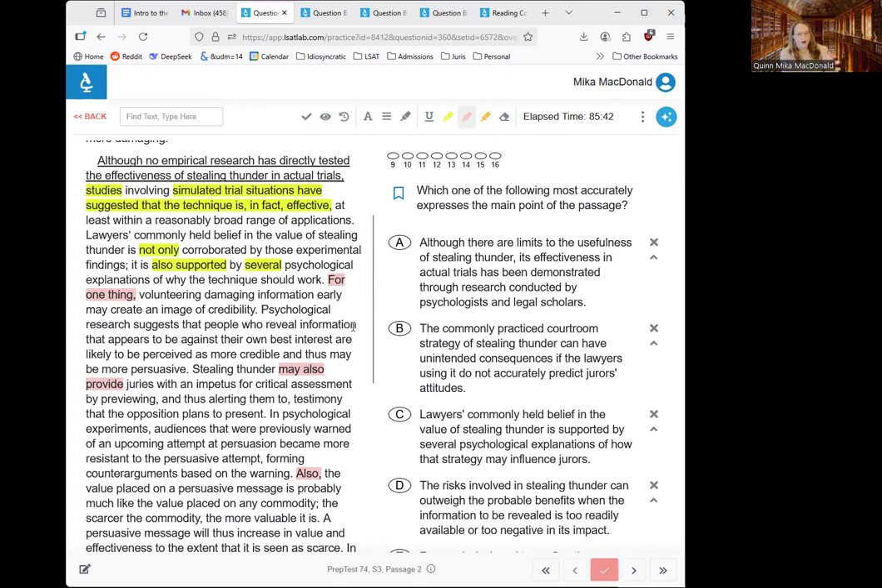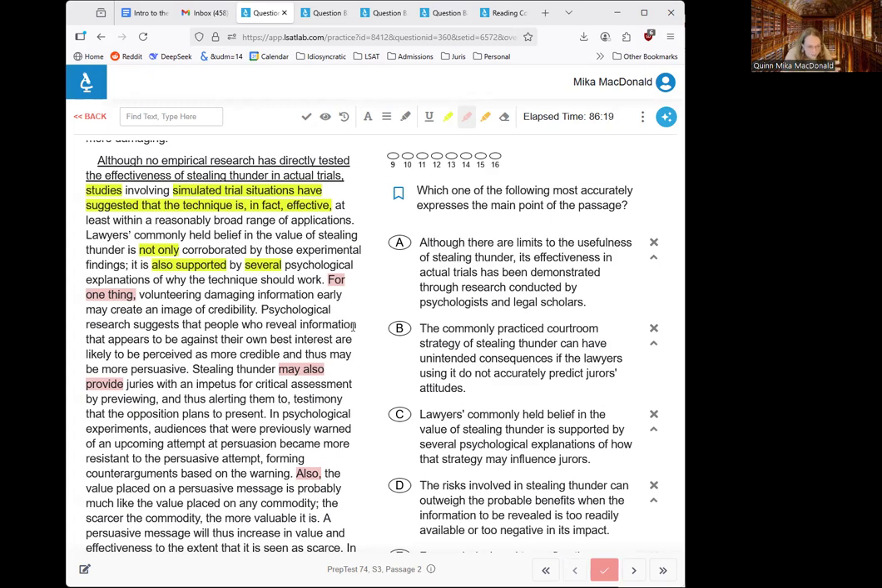So, our author immediately starts this paragraph like a good academic would by calling out the limitations of their own info. "No empirical research has directly tested the effectiveness of stealing thunder in actual trials." I'll just go ahead and say that's a given, because for anybody to test this, they would probably be breaching their fiduciary duties to their clients, right? If a lawyer thinks that they should do this in a specific situation, they're not allowed to not do so because they want to experiment, right? That would be breaching your duties to your client.